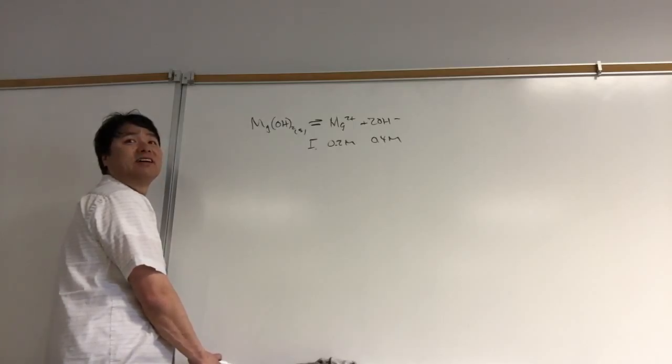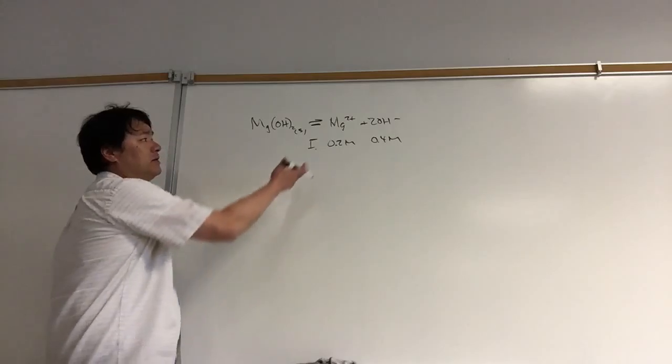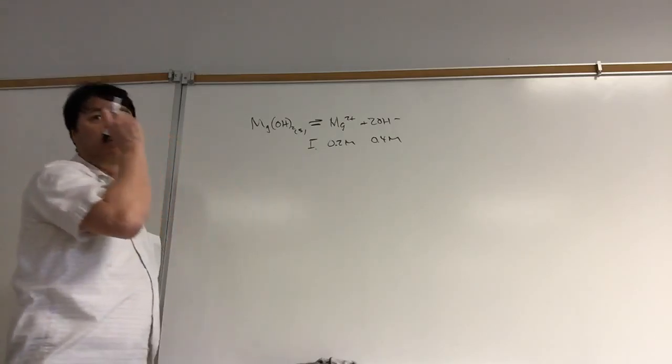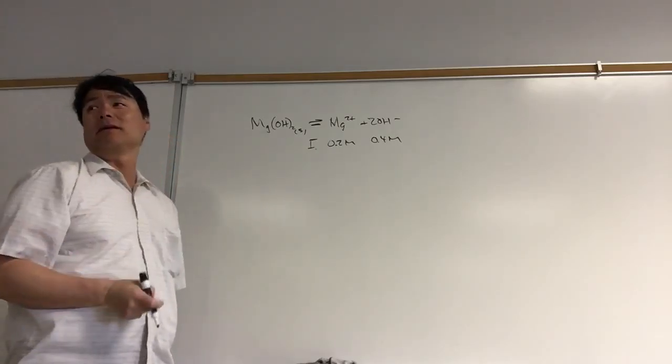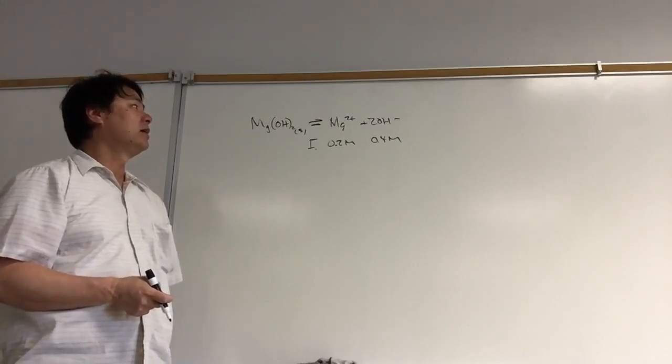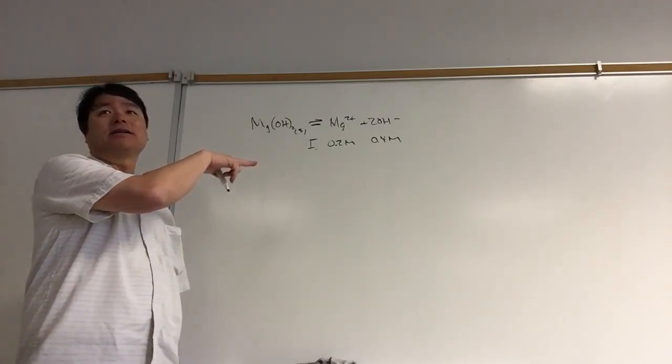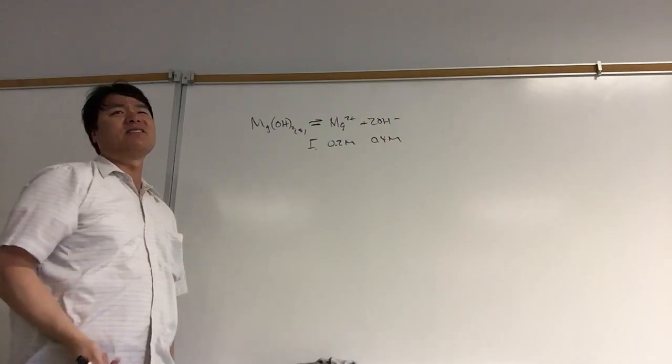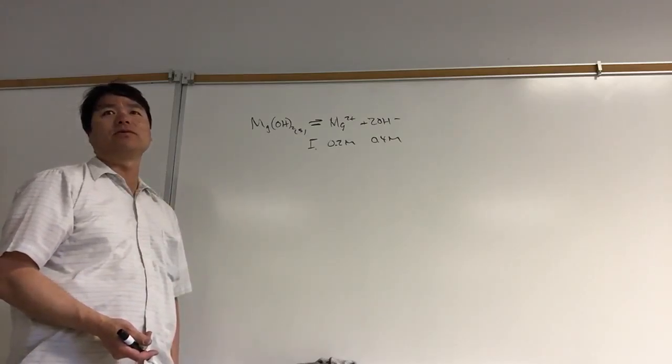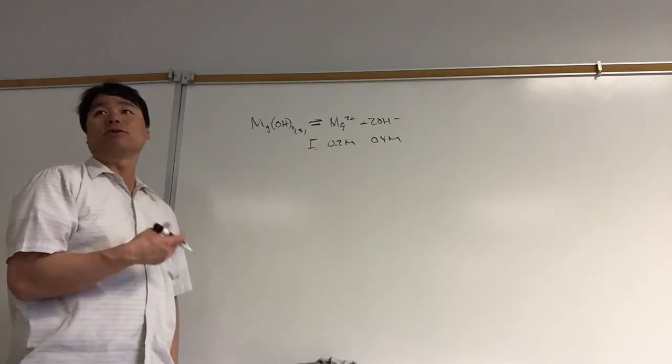I'm sorry? Well, QSP is going to be greater than KSP. KSP is quite small. It's like 10 to the minus 8, 10 to the minus 11. Yeah, that's way too much in there. That's going to be like 10 to the minus 2, which is going to be huge. This is way too much. It's going to precipitate out, right?